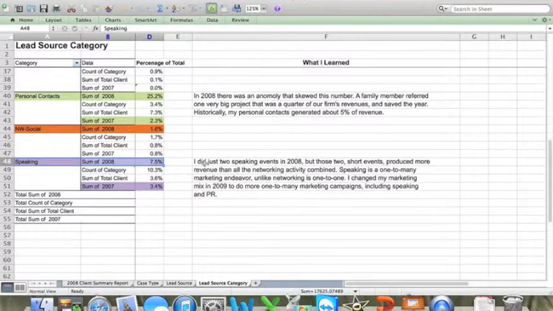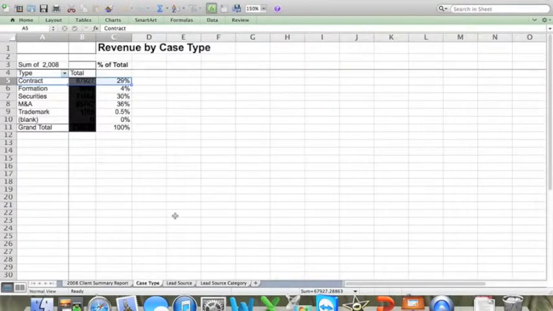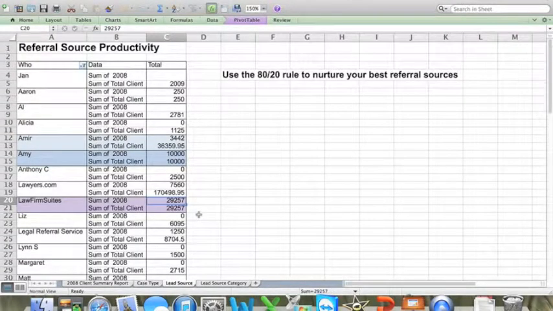So as a recap from this review for 2009, we decided from the case type tab to maintain our marketing levels for M&A and securities work, but really spend a lot of time looking for contract work. From the lead source category, we picked the top five referral sources, and we spent a lot of time nurturing those relationships. Additionally, we spent a lot of time nurturing relationships with our suite mates at law firm suites.